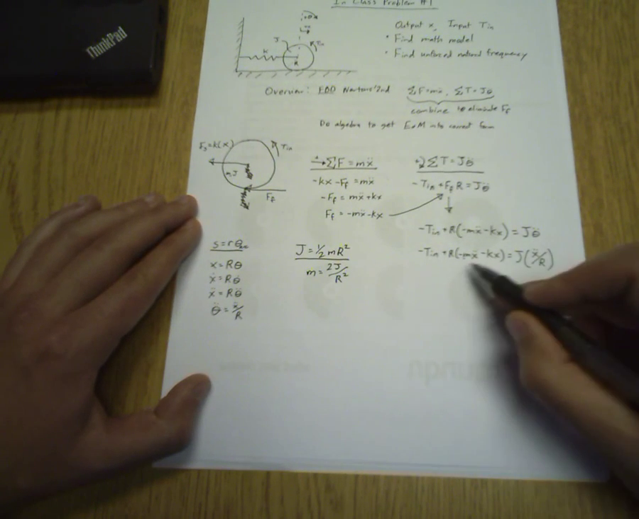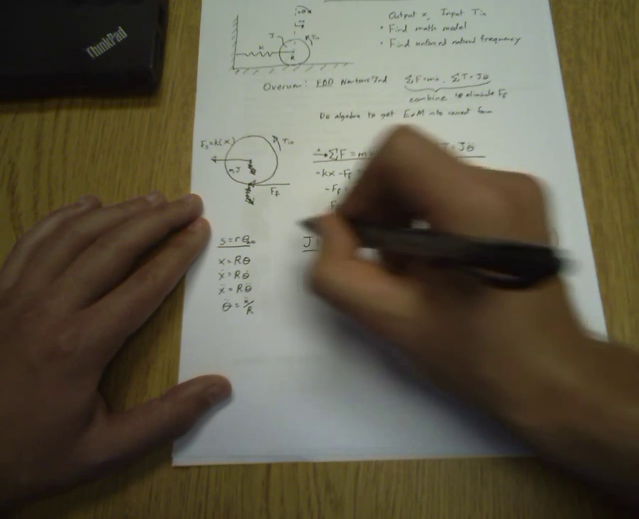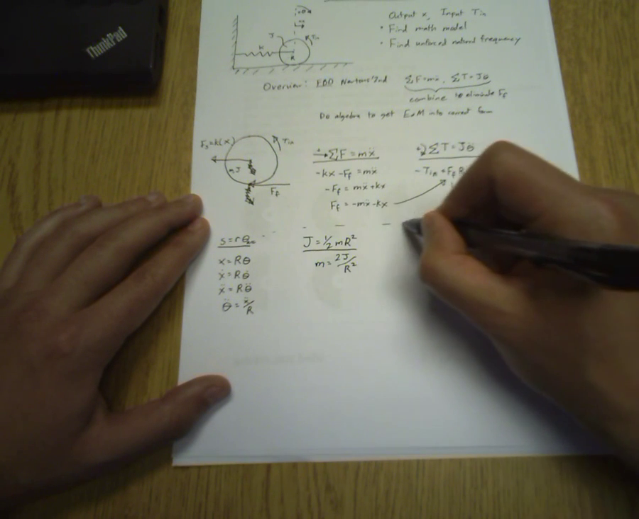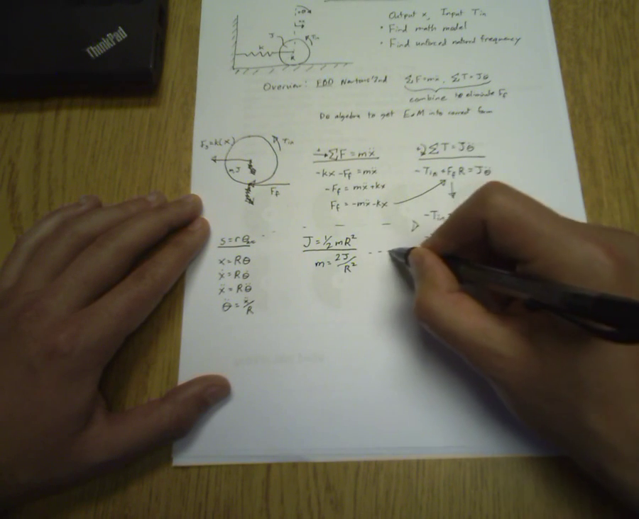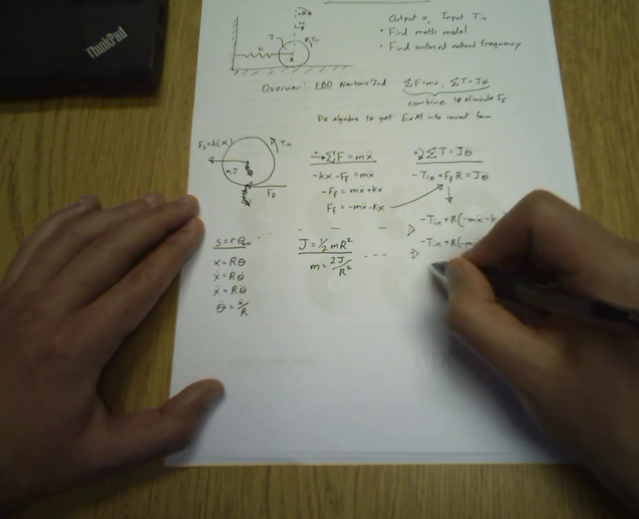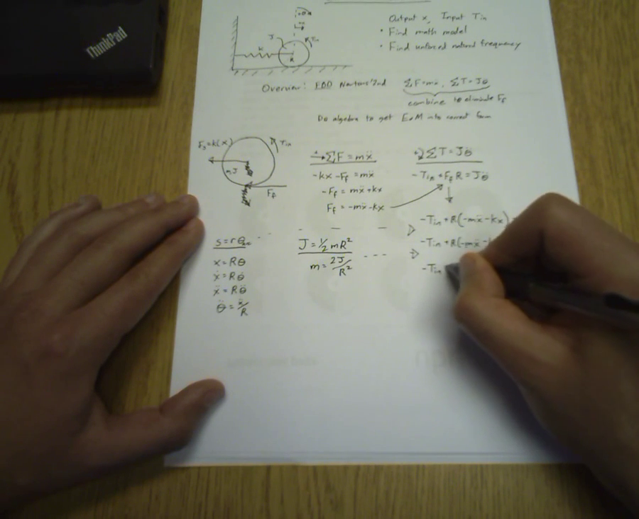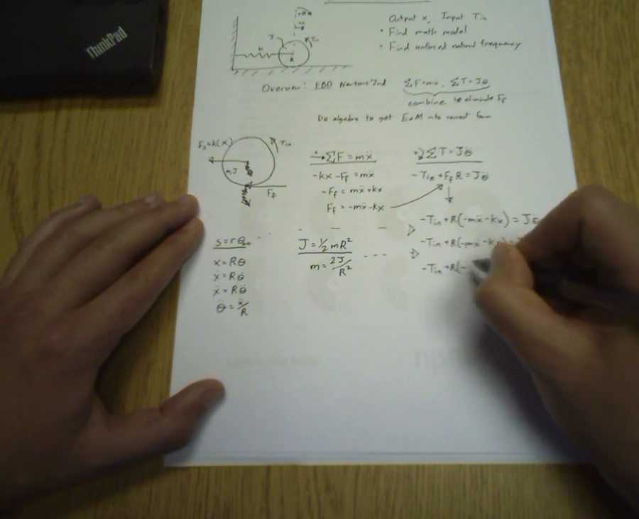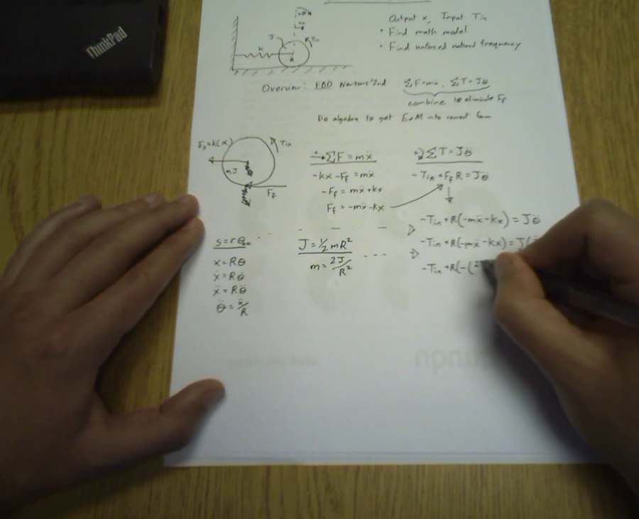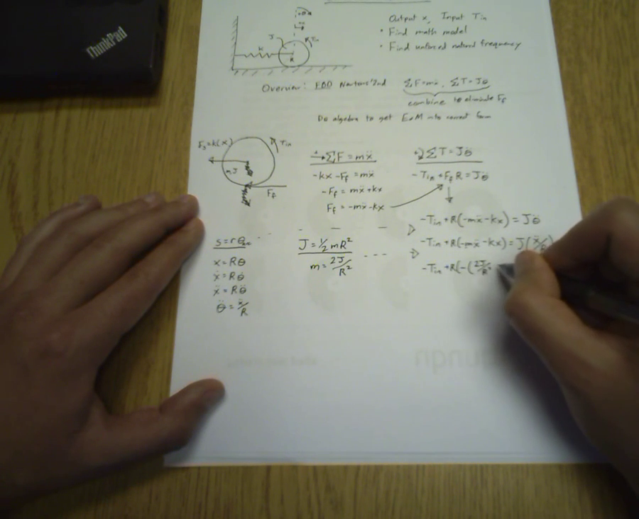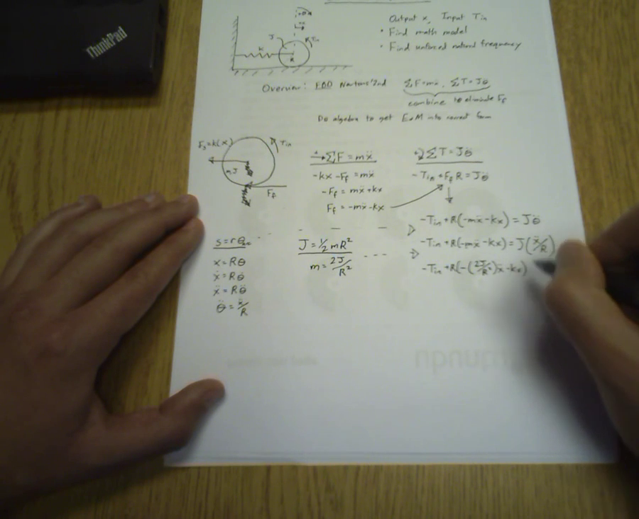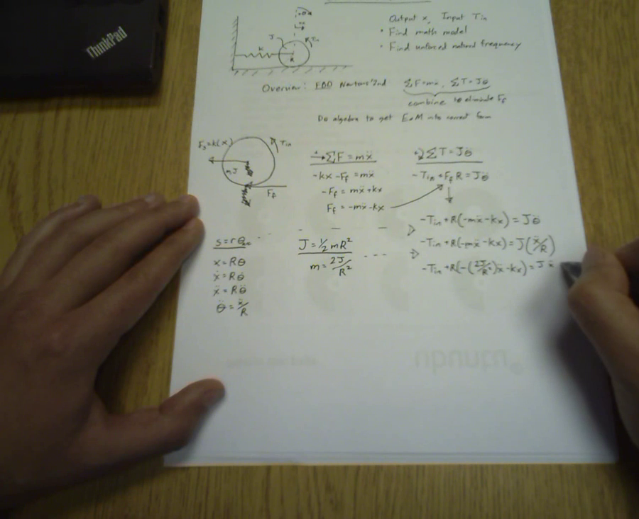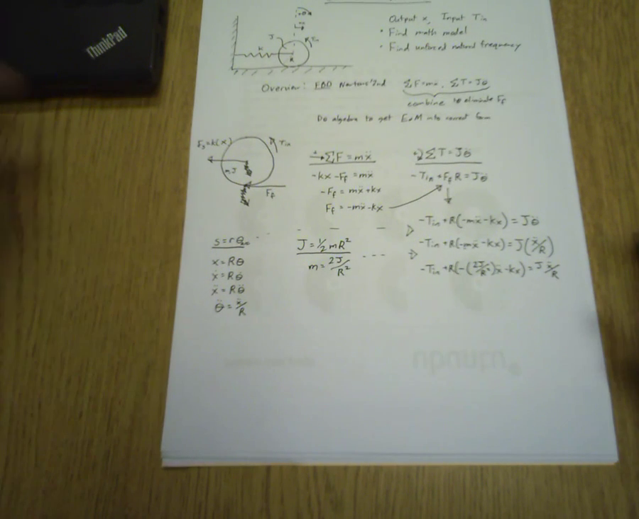Take that and plug it in over here on the right. Maybe I should draw arrows here to indicate here and here. You get negative Tn plus r negative, plug in that 2J divided by r squared, x double dot minus kx equals Jx double dot divided by r. Okay, and I've actually completed the problem.